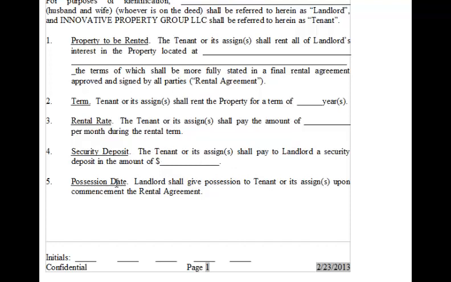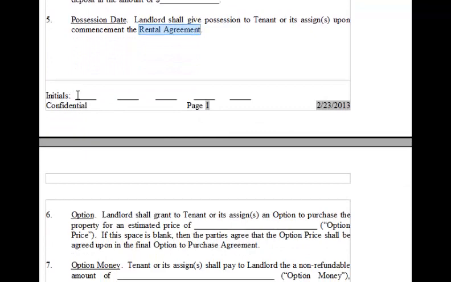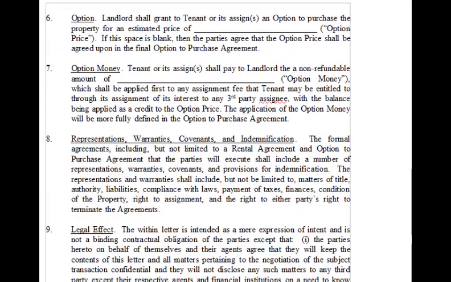The possession date, landlord shall give possession to the tenant or its assigns upon commencement of the rental agreement. So when the rental agreement starts, that's when the possession date is. Now, do you notice these initials at the bottom? I always initial every single one of those first one. And then the seller is going to initial that one and that one. And then the new tenant buyer is going to initial that one and that one. So everybody has seen this paperwork.